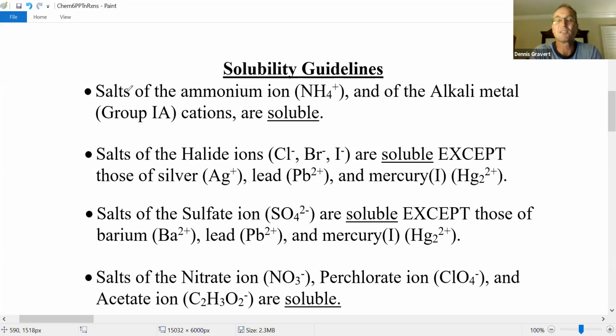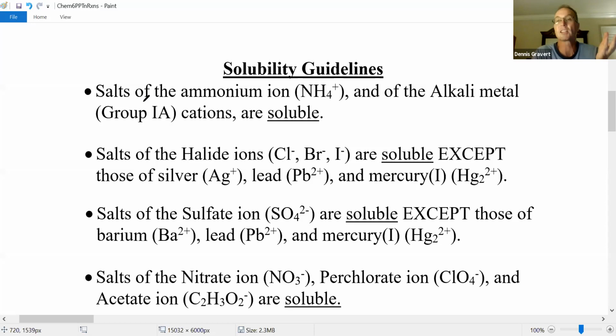The first guideline is if your ionic compound, and remember, ionic compounds have ions in them. There's a cation, there's an anion. And so the general name for ionic compounds is just salts. We have table salt, sodium chloride, but any cation with another anion would make a different salt. So salts are ionic compounds, same thing.